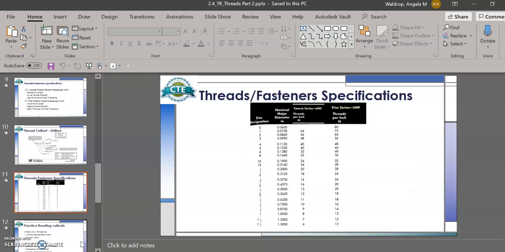Okay, this slide is a very important chart to use to determine the size of screws and bolts. There will be some questions in one of your assignments using this, so please make sure you understand how to use it. This is for unified threads only. There may be a separate chart that looks like this for metric, but we're only going to look at the unified today.